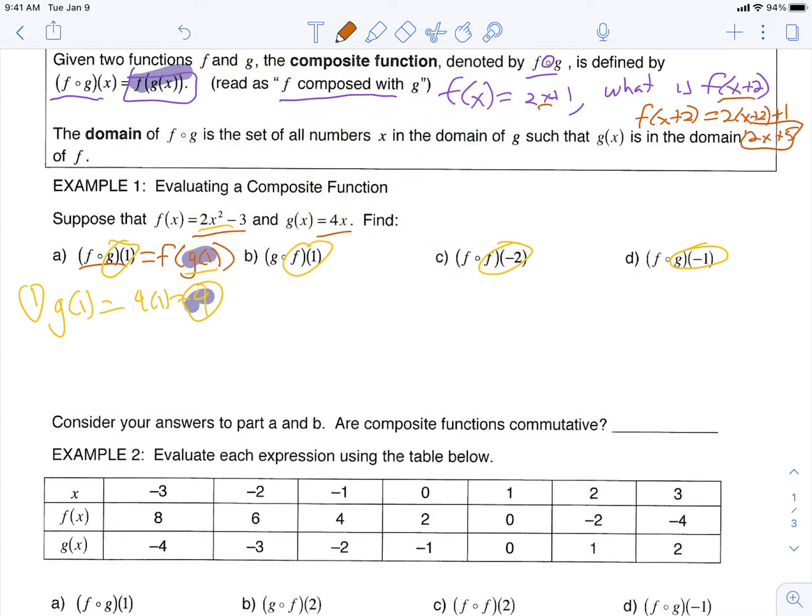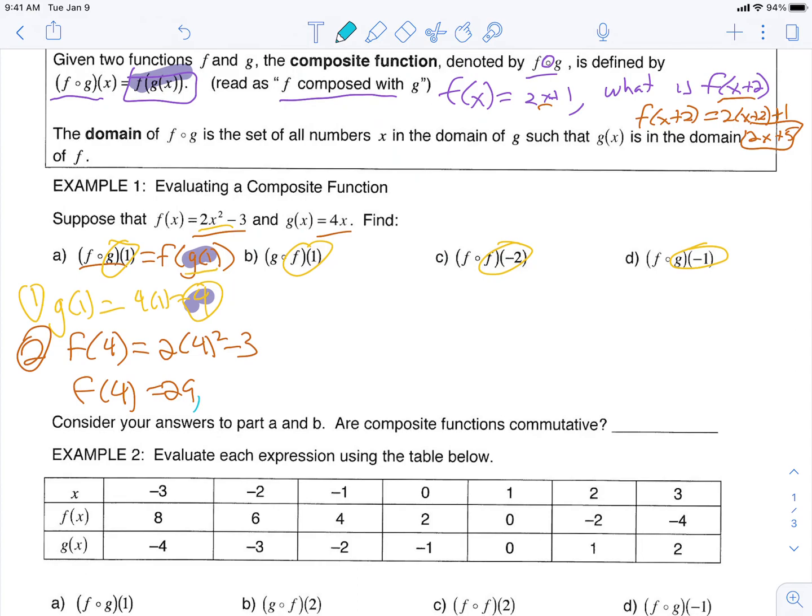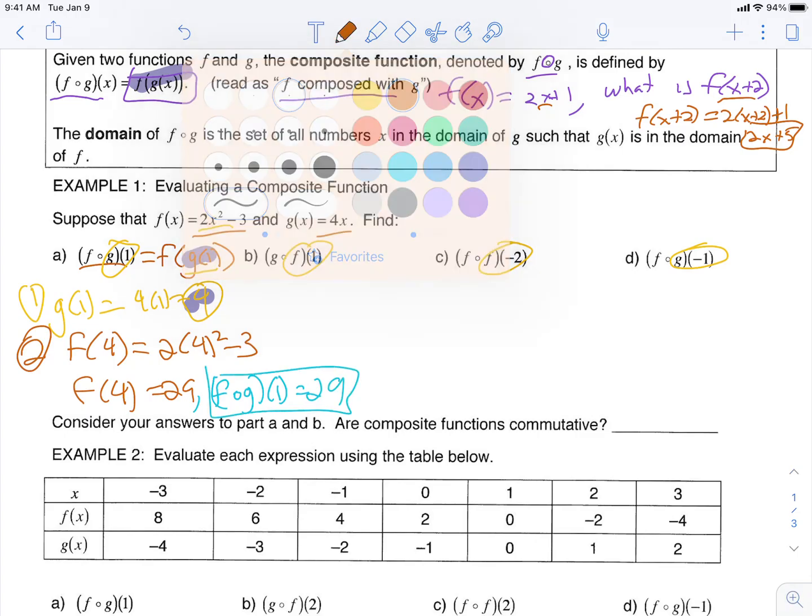So now the second thing we do is, once we find g of 1, we're going to find f of 4, which is 2 times 4 squared minus 3. So f of 4 is equal to 29. Or in other words, f of g of 1 is equal to 29. Okay, so try another one.